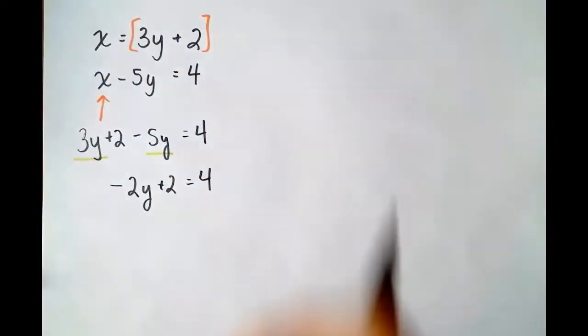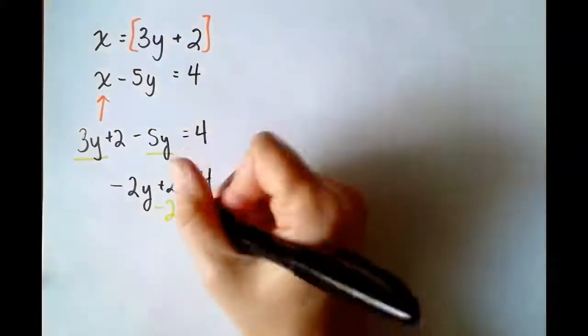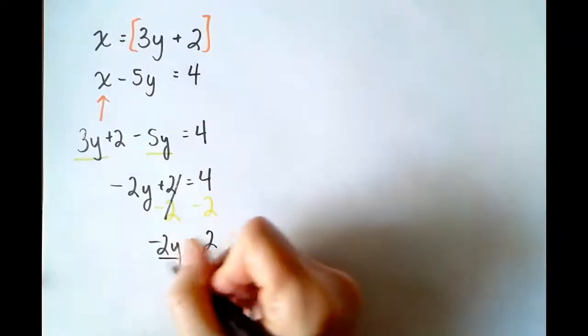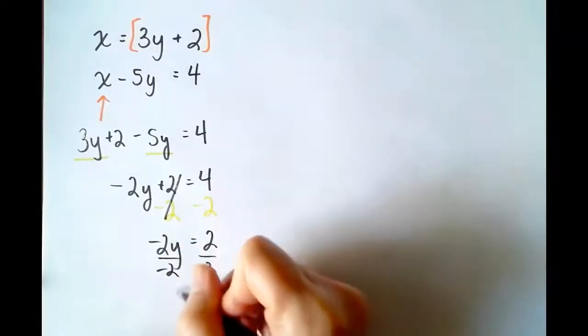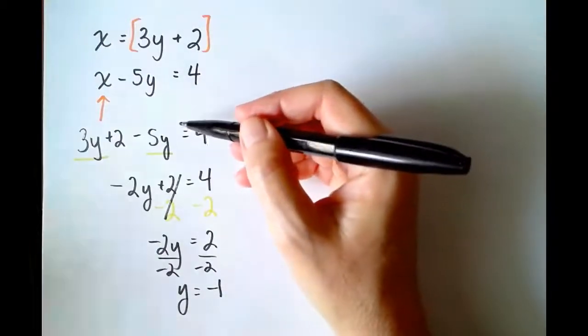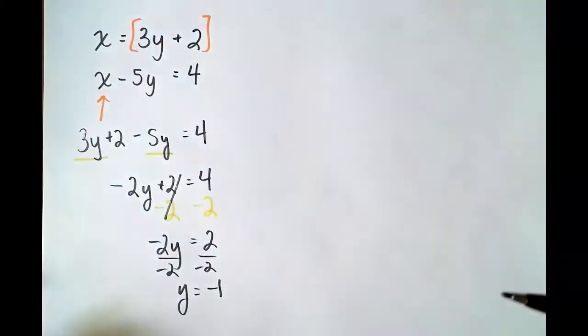And then minus 2, minus 2. The 2's cancel. Negative 2y equals 2. Divide by negative 2. y equals negative 1. Once again, just a reminder that I'm keeping my equal signs lined up and I'm working down the page, just like we have been since chapter 1. So this is what y is equal to.